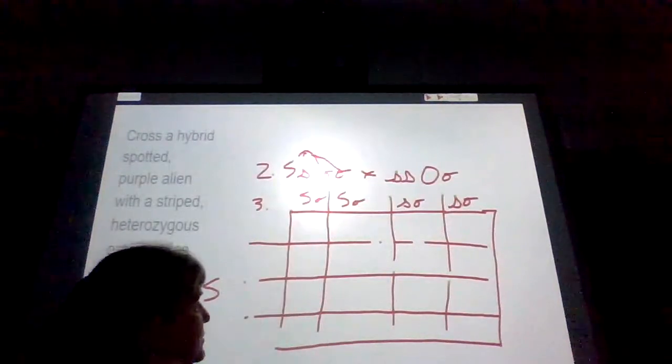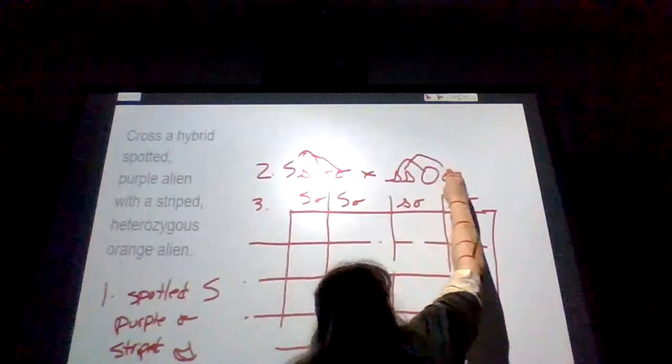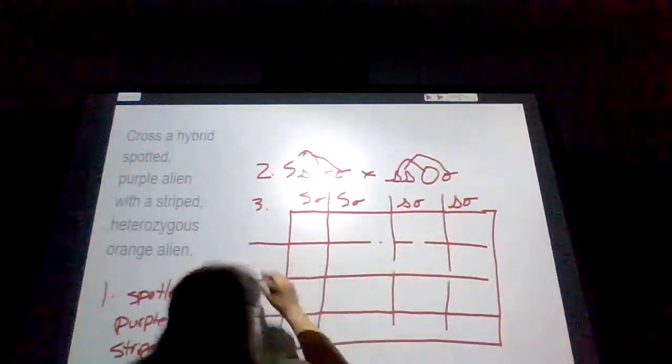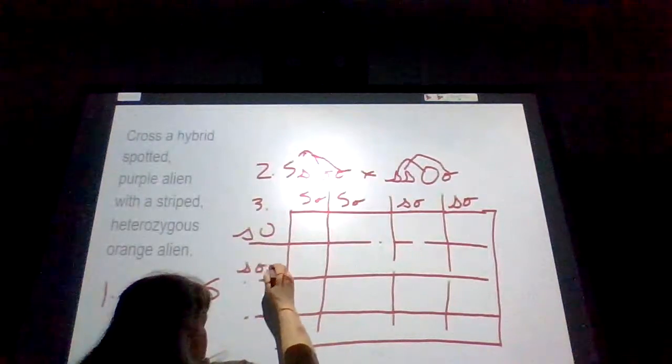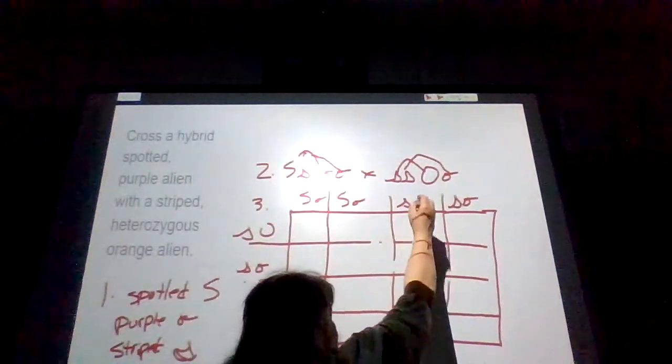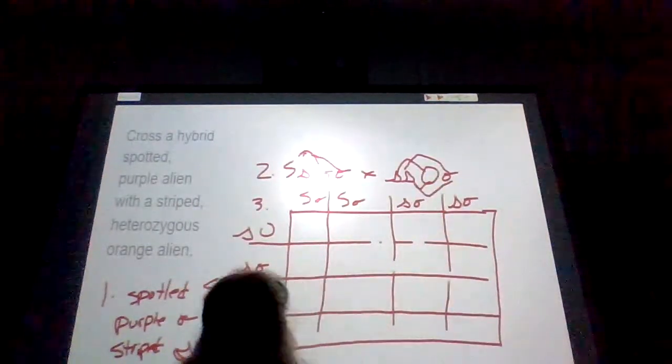Parent number 2, we're going to do the same thing. I know that this little s can go with my big O, or it can go with my little o. So we've got a little s, big O, little s, little o. Again, my little s can go with this big O, or it can go with the little o.